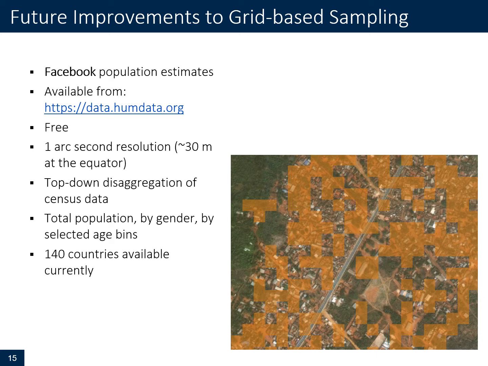One relatively recent offering is from Facebook. This data is downloadable for free at the 1 arc-second resolution, or approximately 30 meters at the equator. Like WorldPop, this is a top-down disaggregation of census data and can also show cells across relatively large areas with identical population estimates. The small cell size improves accuracy, but it does appear to classify areas within urban centers as non-residential when they appear to be populated. Currently, 140 countries are available.